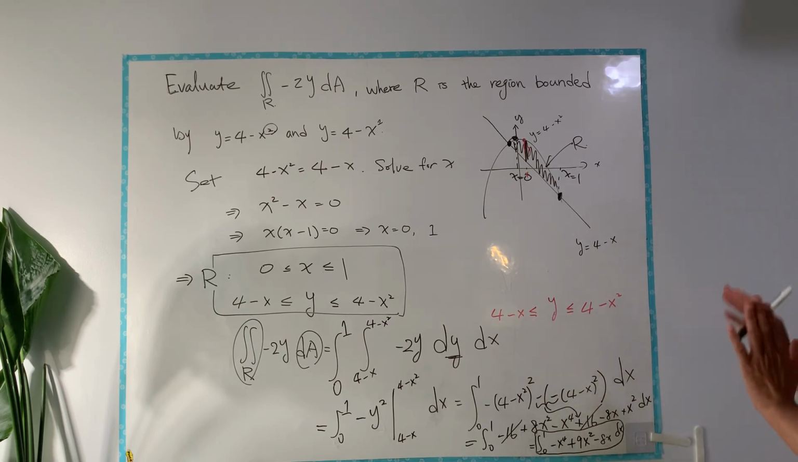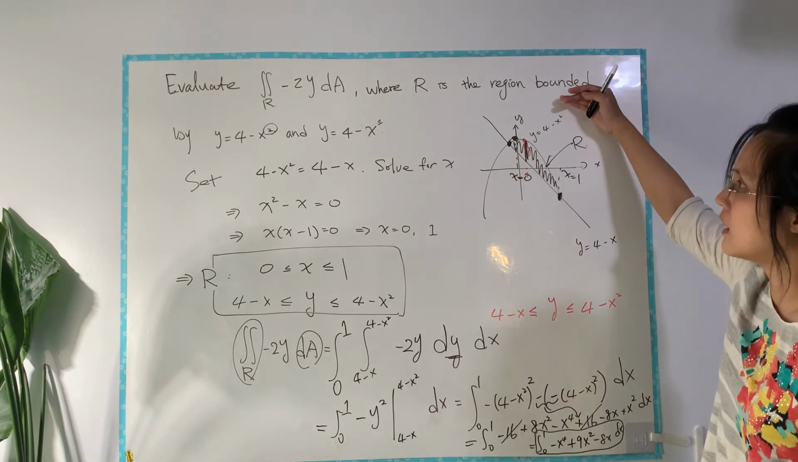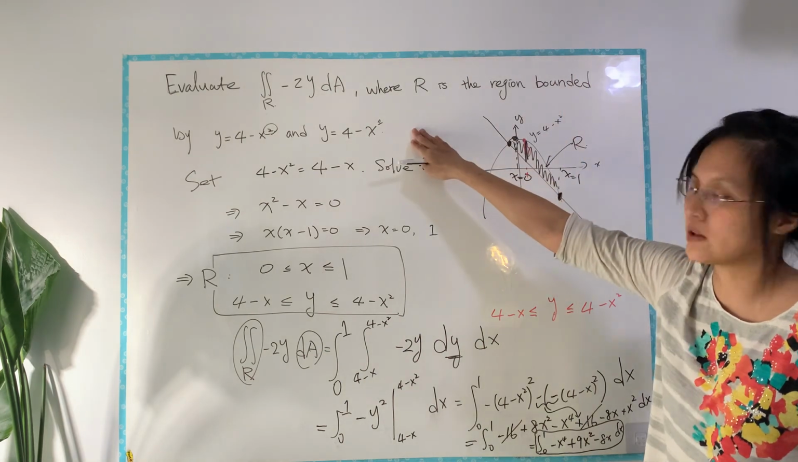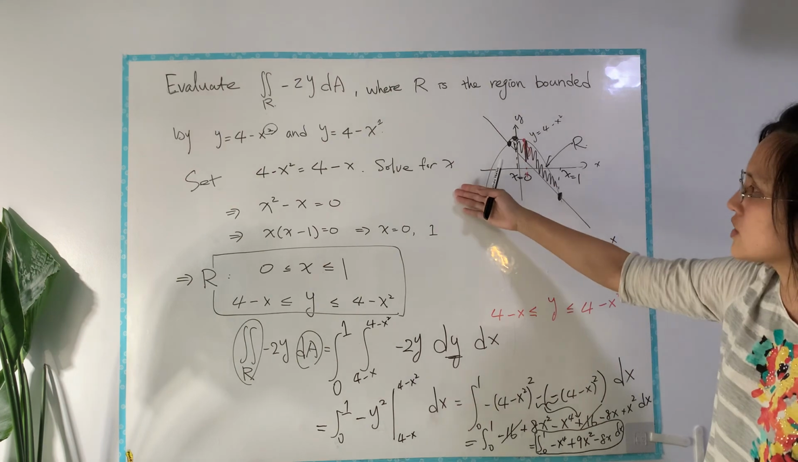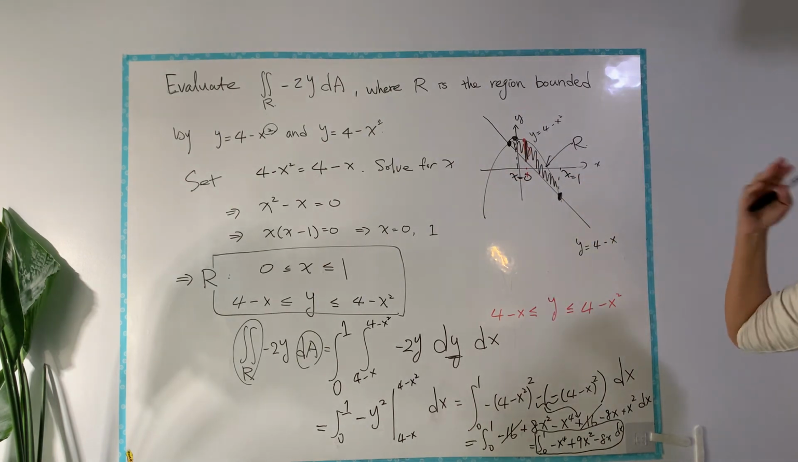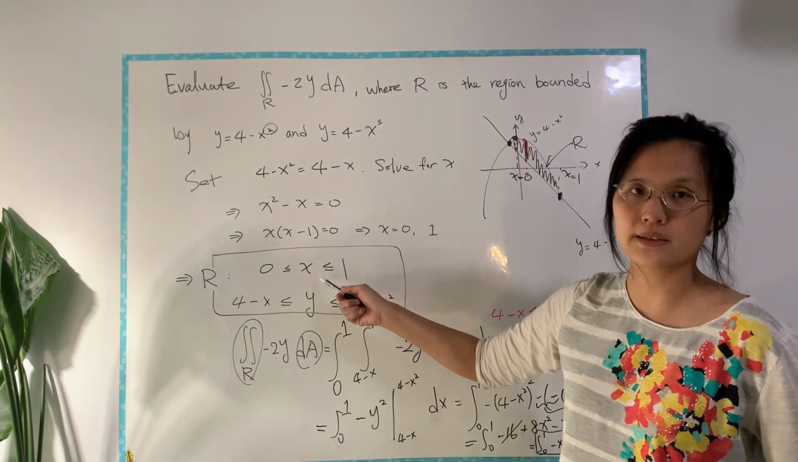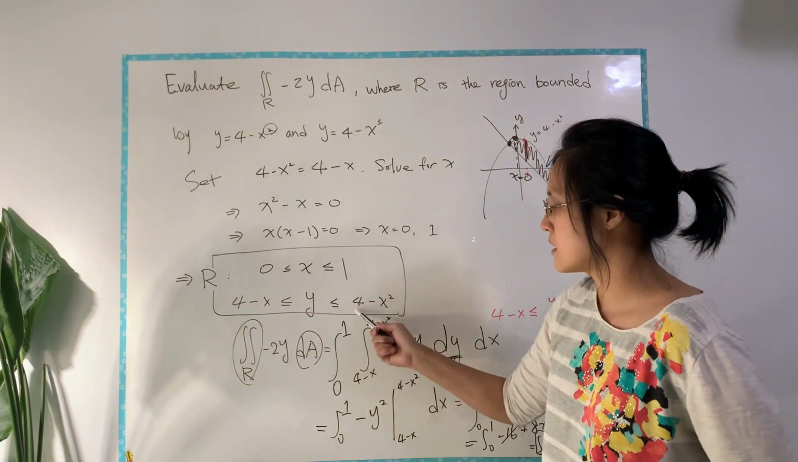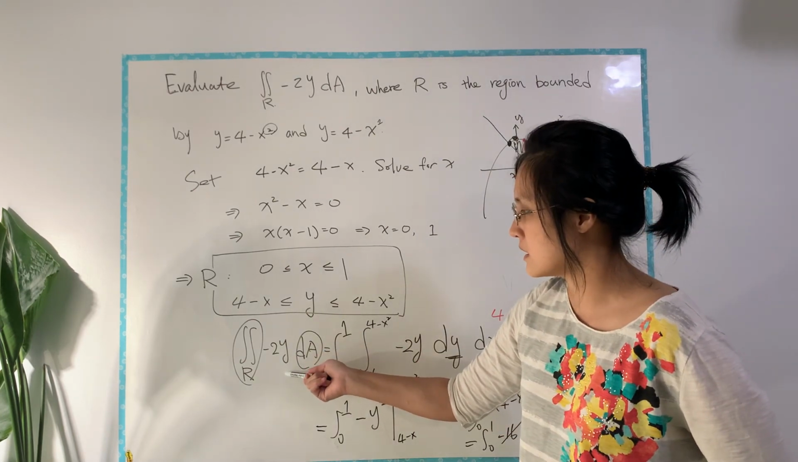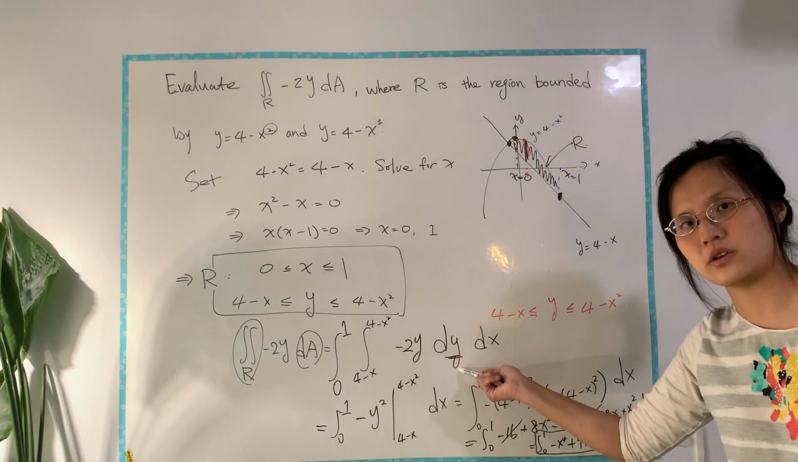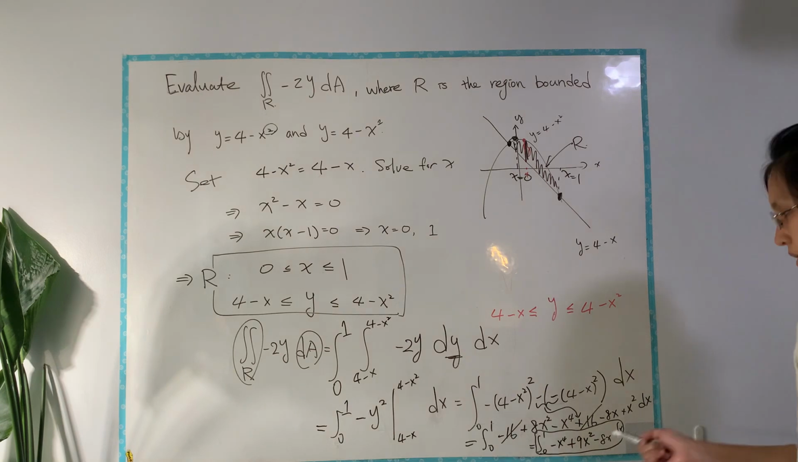So the key here is we are given a region R bounded by two graphs, and by solving the equation and looking at the graph, we're able to express the region R using inequalities of x and y, and because of this, together with the Fubini theorem, then we can write the double integral in terms of an iterated integral, and the rest is really just a straightforward computation, and you can do it, okay?